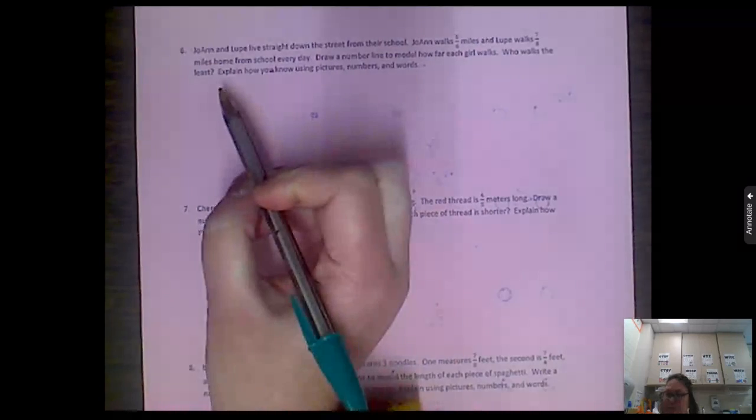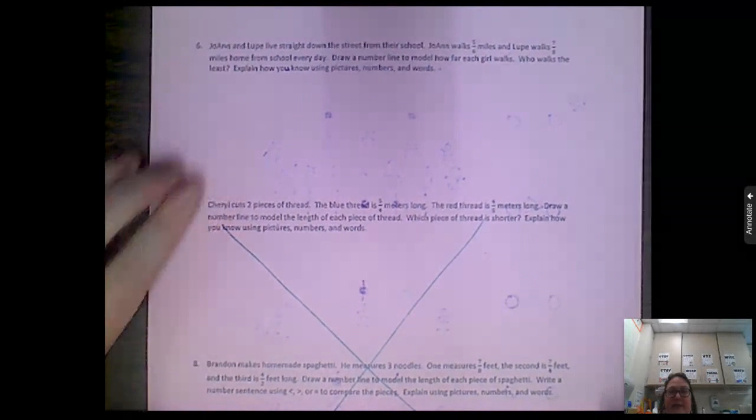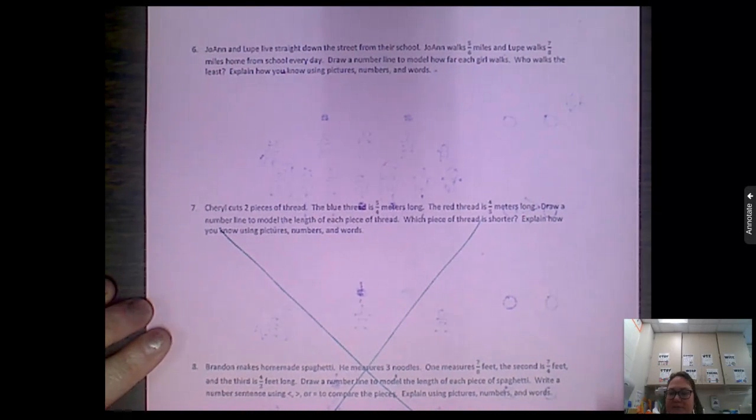All right. Here's what I'm going to tell you. We are going to do number 6, and then we are going to cross out 7 and 8. We've been working hard today. I think number 6 will be good to finish up our lesson today. Sound good? Okay.